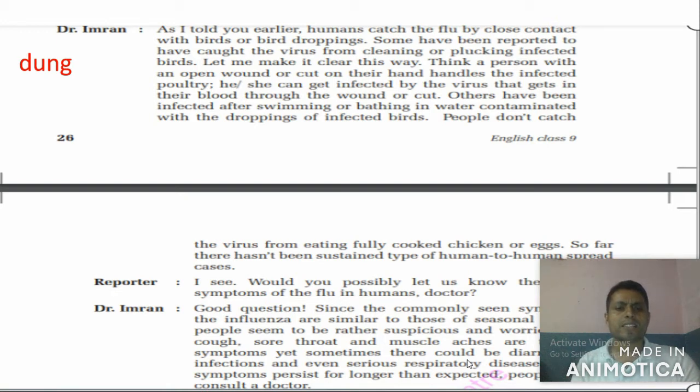So far there hasn't been sustained human to human spread. Okay, we can find such cases from human to human, right? Now, infected means contaminated, and sustained means continued, right?